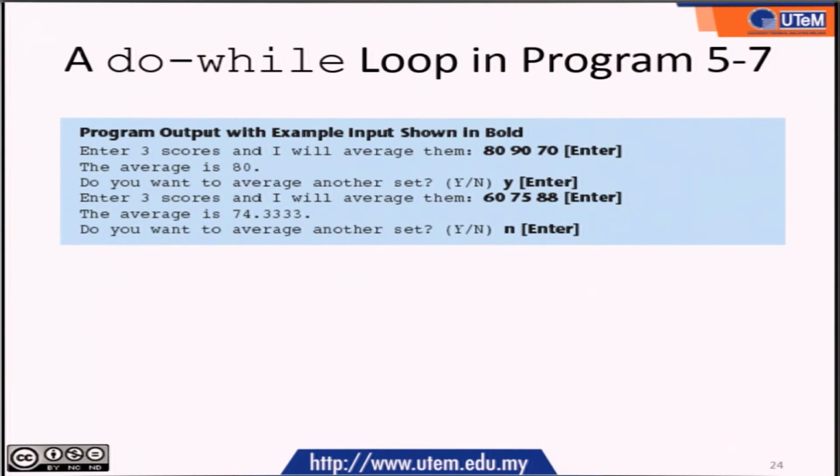This is an example of the output of the program. First, after the user enters 3 values and presses enter, the user is asked whether to calculate an average for another set of numbers. When the user enters y, the program will execute the do-while loop another time. Then if the user enters n, the program will end.